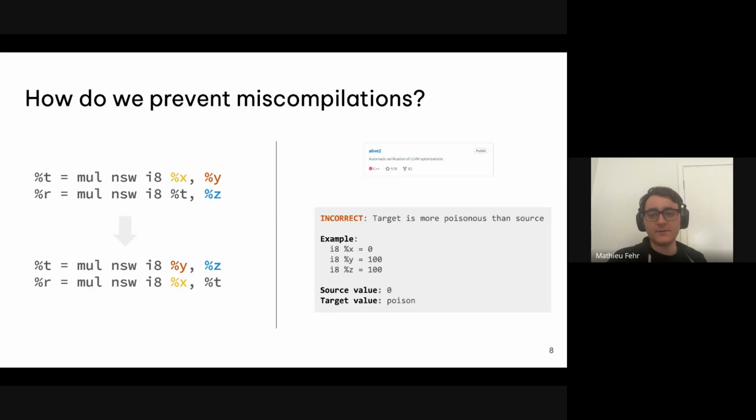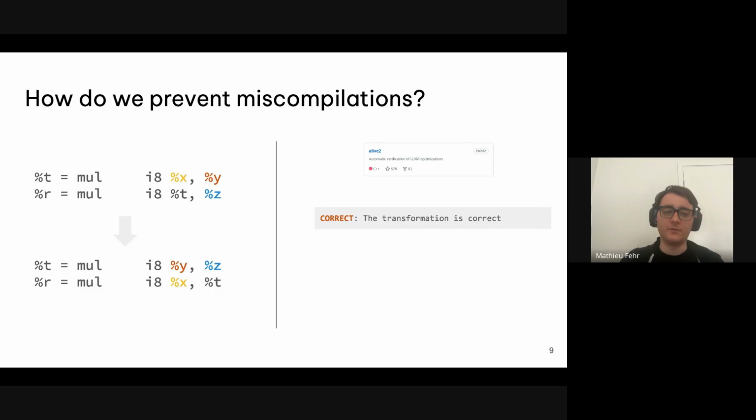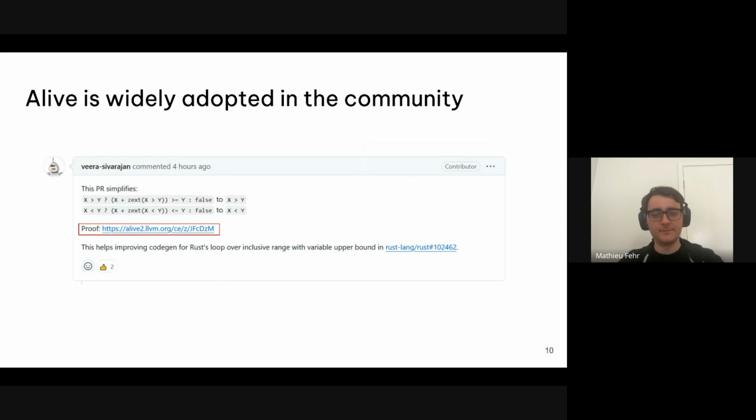In that case, it would tell you that associativity is actually not correct in LLVM, for the following reason. If you had x equals 0, y equals 100, z equals 100, then your input program would always return 0, and the output program would return what's called poison, which is one of the small difficulties in LLVM semantics, what happens when you have overflows and these kinds of things. By the way, if you remove this flag and you have normal multiplication, of course this is correct on normal integers and bit vectors.